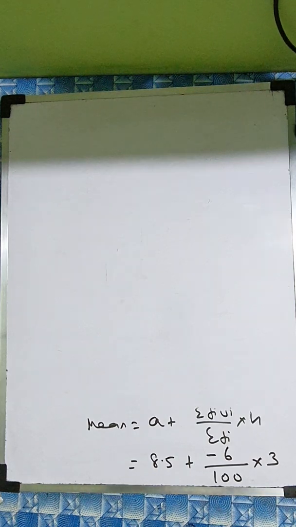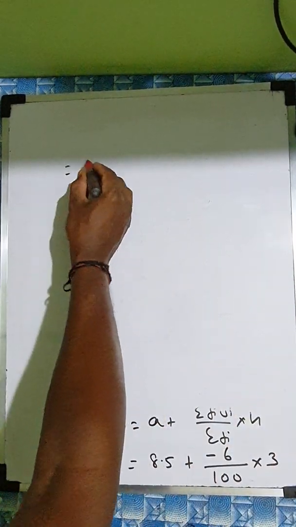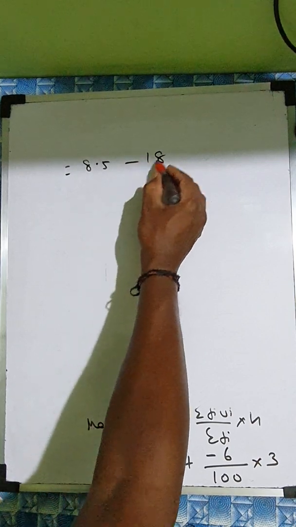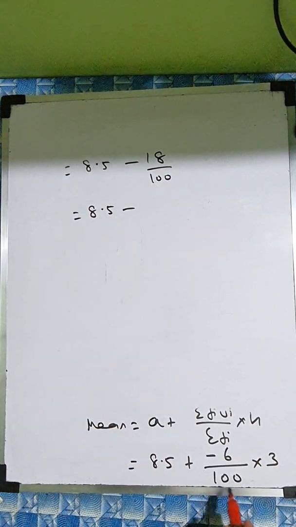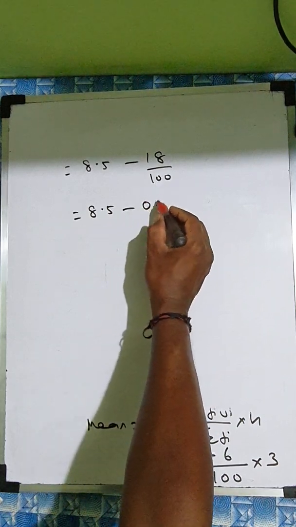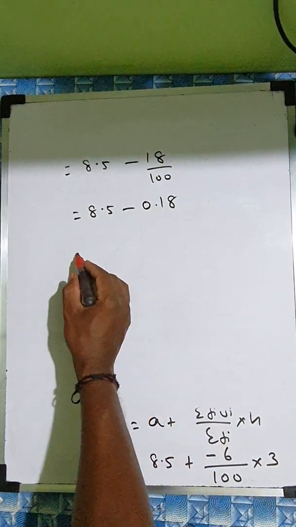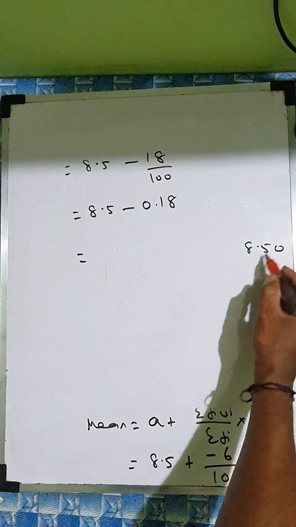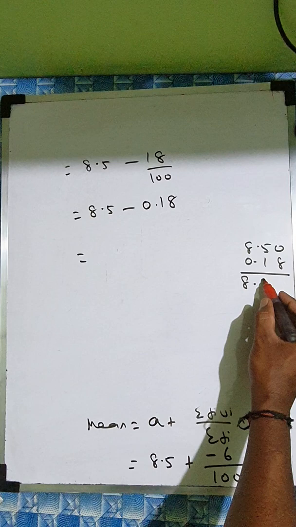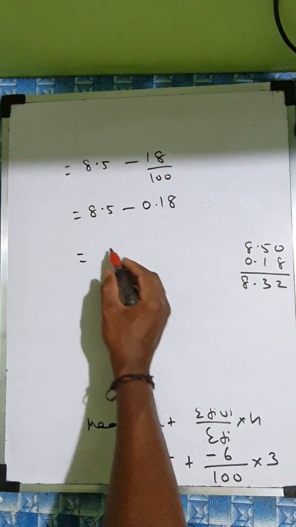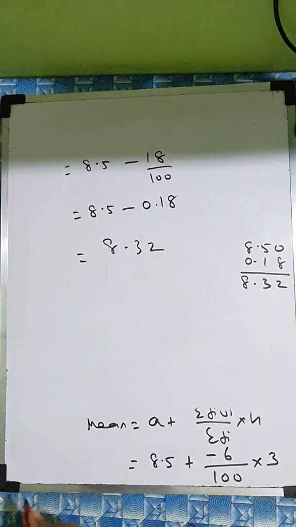Okay, so it equals 8.5 minus 6 3s are 18, divided by 100. So 8.5 minus 18 divided by 100, the point will go 2 places, so 0.18. So if you subtract 8.50 minus 0.18, how much is it? 8.32. Okay, so 8.32, that's the mean.